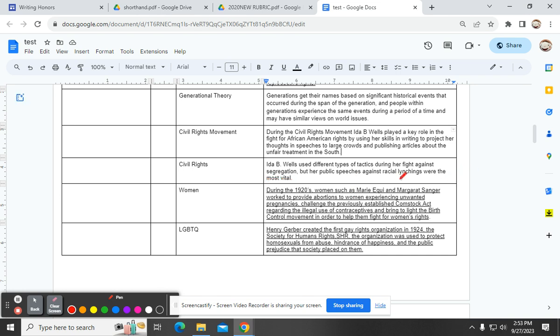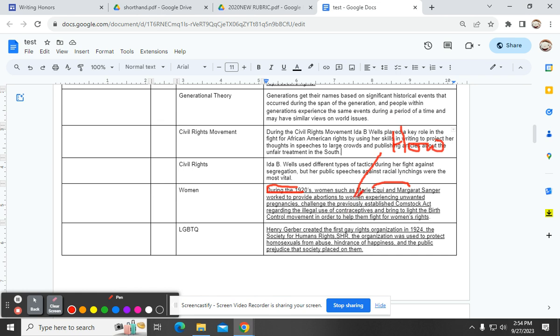"During the 20s, women such as Maria Cui and Margaret Sanger work to provide abortions to women experiencing unwanted pregnancy." Now we're getting specific. You're telling me you're writing about these two women, and you're giving me the year. Like right here, work to provide abortions, you could give me a list of how. Like, how exactly did they do that?